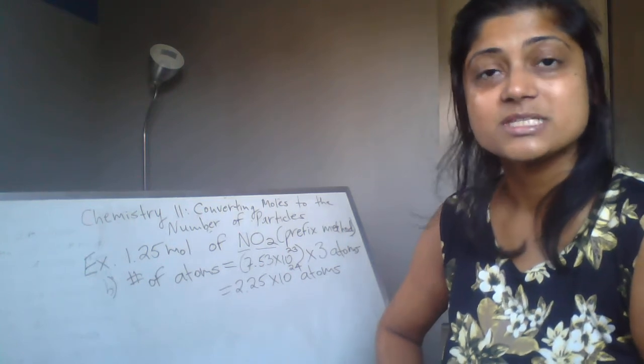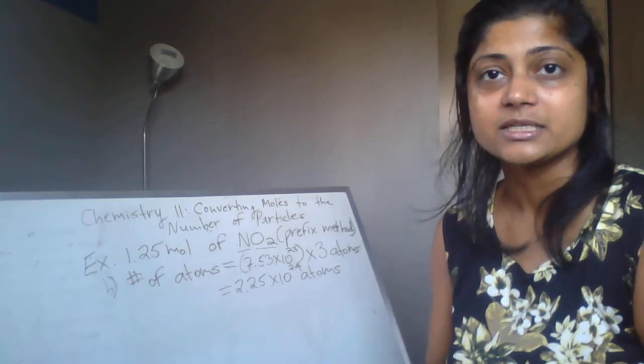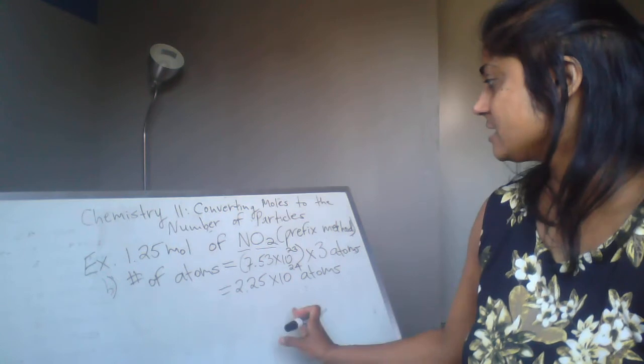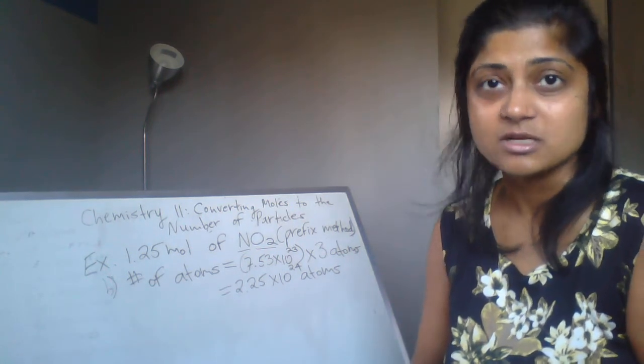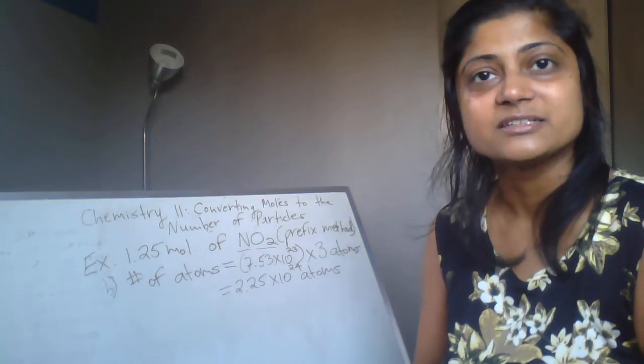And just like we did in our chart, if you're going in the other direction, I'm going to take the number of particles that I have and divide it by Avogadro's constant, and that's going to give me the number of moles.